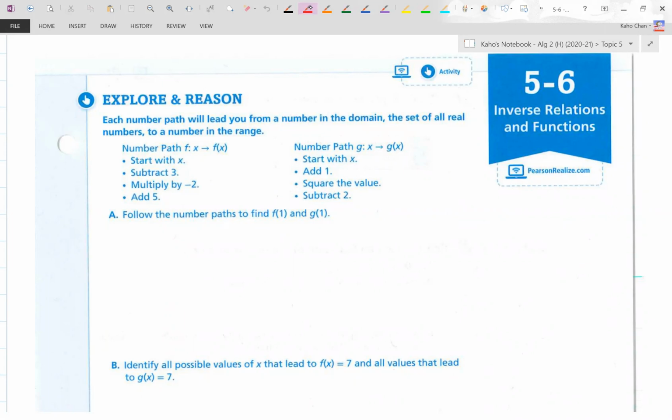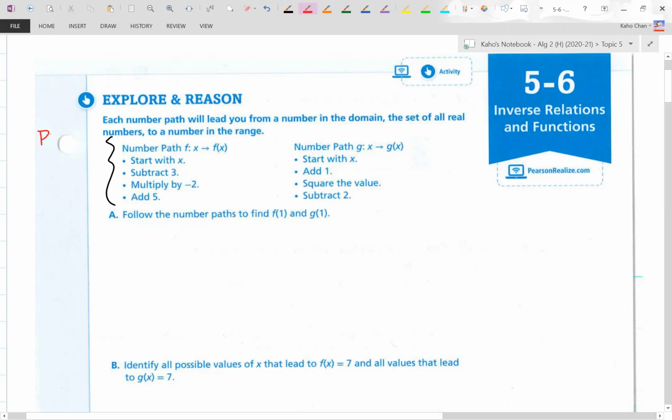All right. Explore and reason. Each number path will lead you from a number in the domain, the set of all real numbers, to a number in the range. Here's a number path from x to f of x, and another set of directions, g, going from x to g of x. So we have two functions here. They want us to try to follow directions.